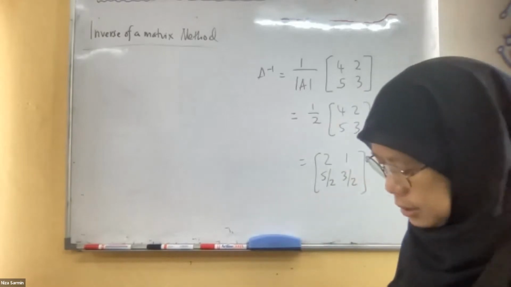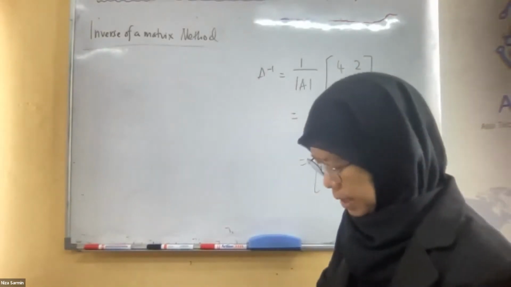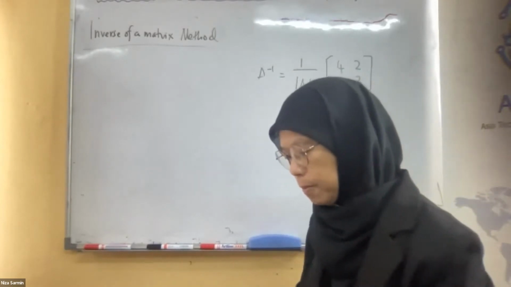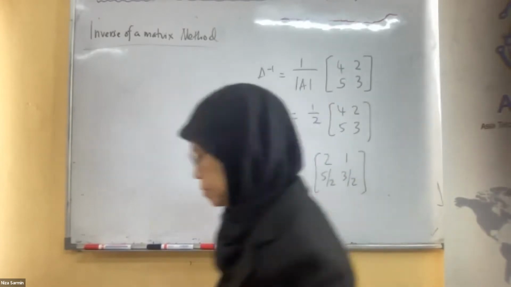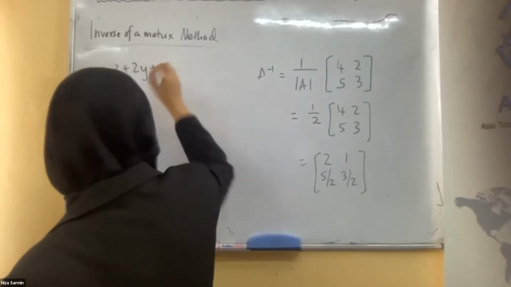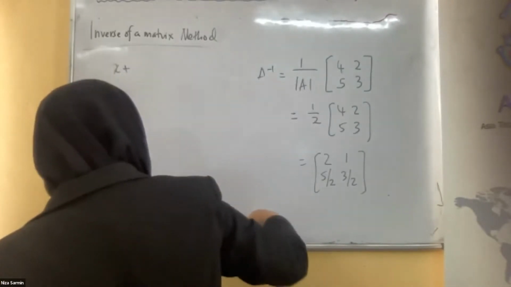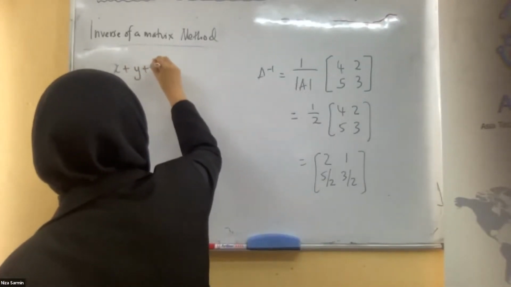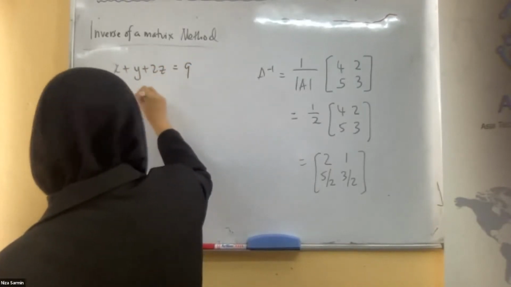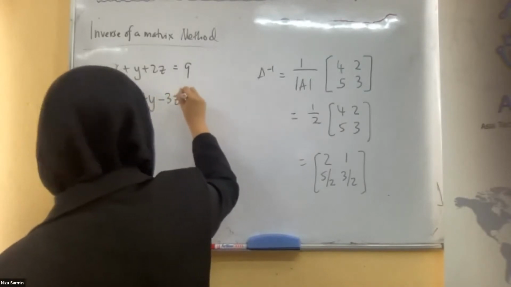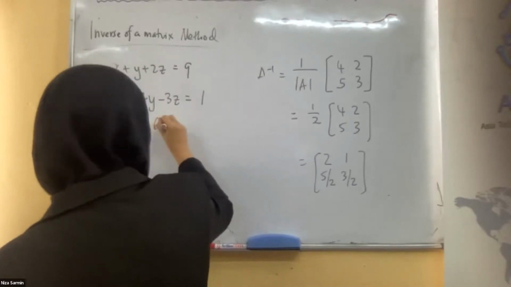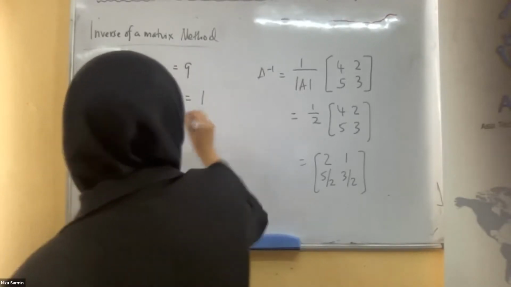Okay. X plus Y plus 2Z is 9. 2x plus 4y minus 3z is 1. 3x plus 6y minus 5z is 0.